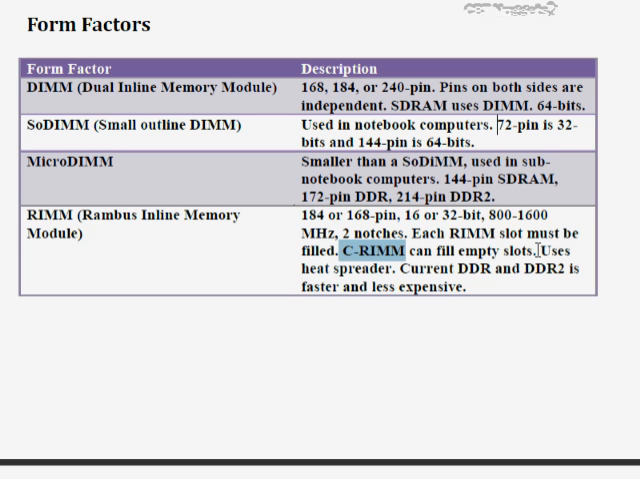Also, not all memory now uses heat spreaders, although most of them probably do. But with RIMMs, even when DIMMs were not using heat spreaders, RIMMs always did, so that visually you can see that they're always going to use a heat spreader. However, current DDR, DDR2, and I should also put on there probably DDR3 as well, is faster and less expensive than the nearly defunct RIMM modules.